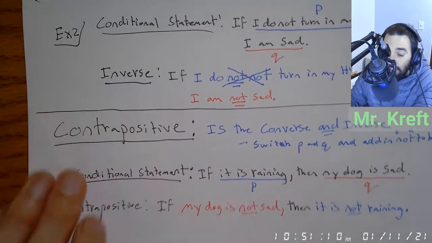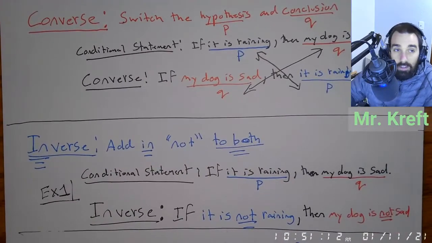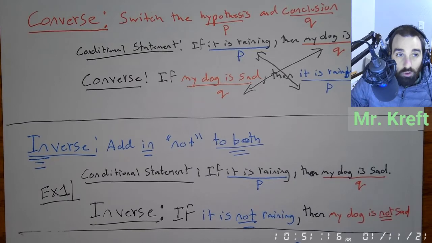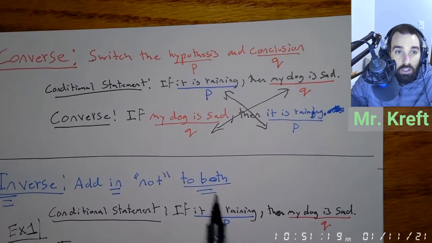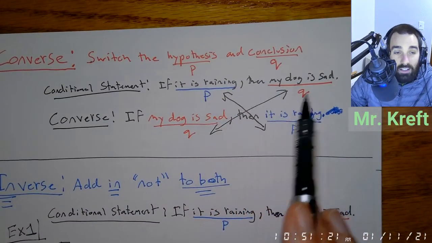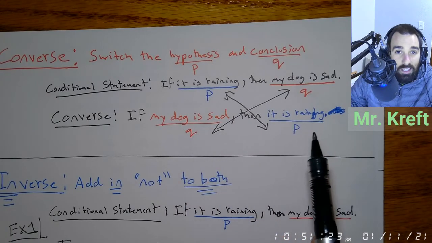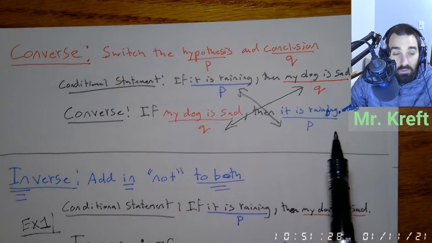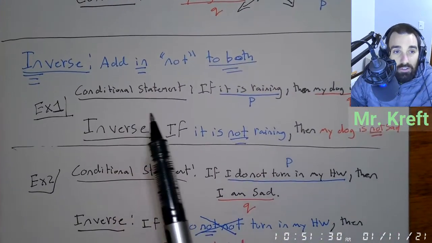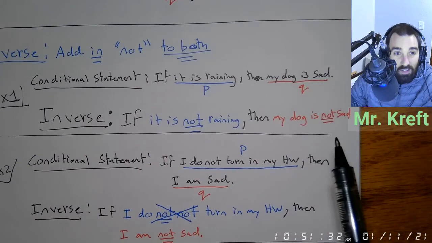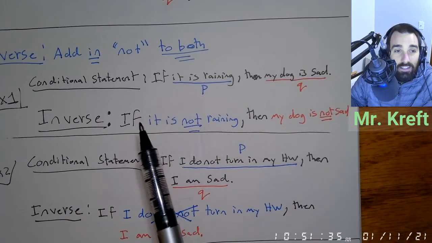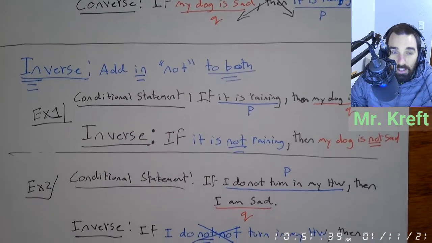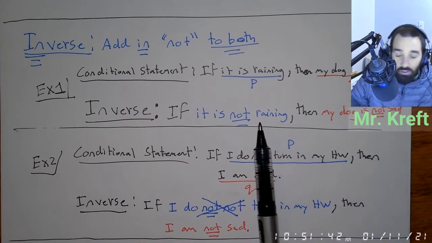Now, the inverse and the converse, they aren't tied together. They can be true or false. Just because your conditional statement is true doesn't mean your converse is true. So for example, if it's raining, my dog is sad; if my dog is sad, it is raining. This is not necessarily true because your dog could be sad because of something else. Here, the inverse, if it's not raining, then my dog is not sad, that doesn't have to be true, but it could be true, okay? But we're not going to be doing that this year.